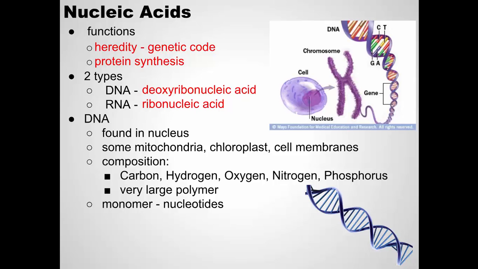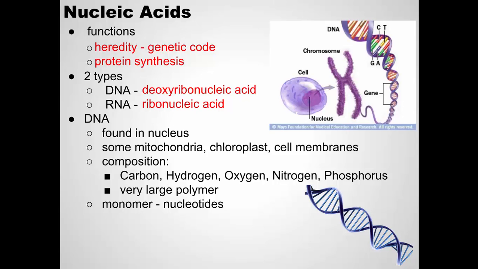DNA is found in the nucleus of cells in eukaryotes. In prokaryotes, they don't have a nucleus, so the DNA is found just spread throughout the cytoplasm. Also, there's some DNA in mitochondria and in the chloroplast as well. If you remember when we talked about evolution, that's because chloroplasts and mitochondria evolved from independent prokaryotes that formed that symbiotic relationship.